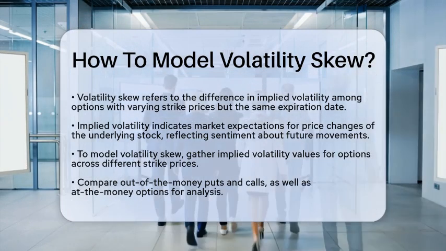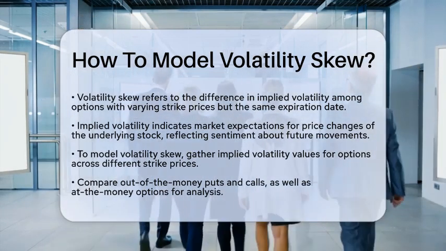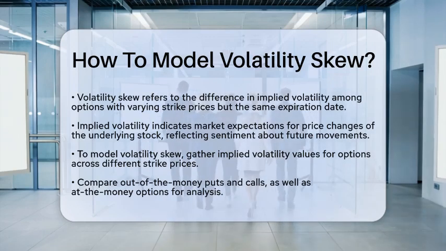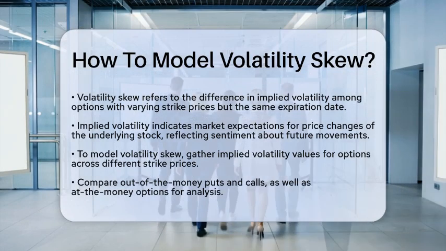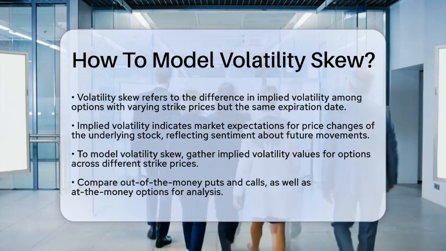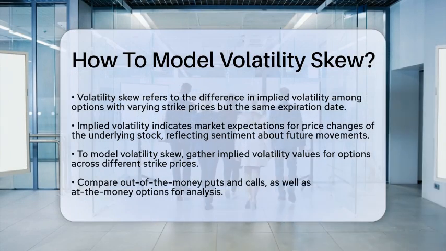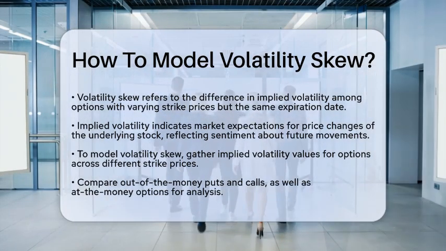Volatility skew refers to the difference in implied volatility between options that have different strike prices but share the same expiration date. Implied volatility indicates how much the market expects the price of the underlying stock to change. This is crucial for traders because it reflects market sentiment about future price movements.